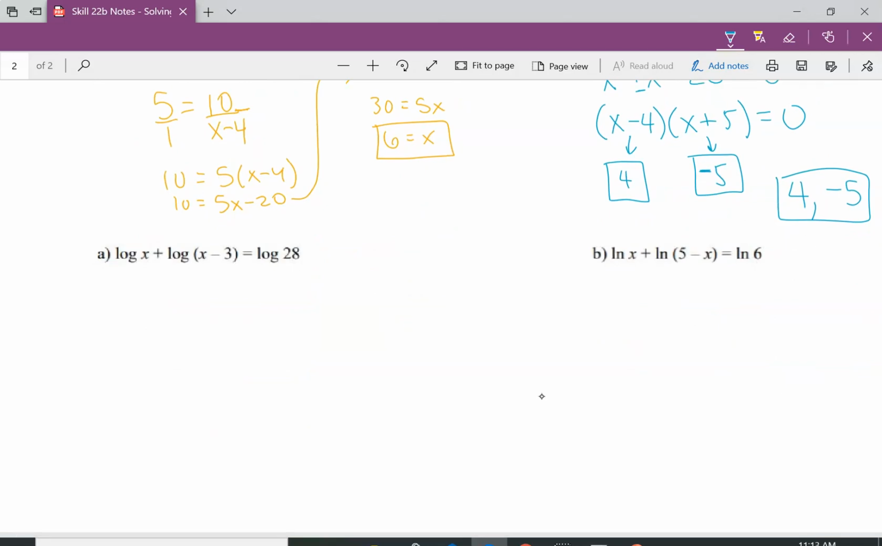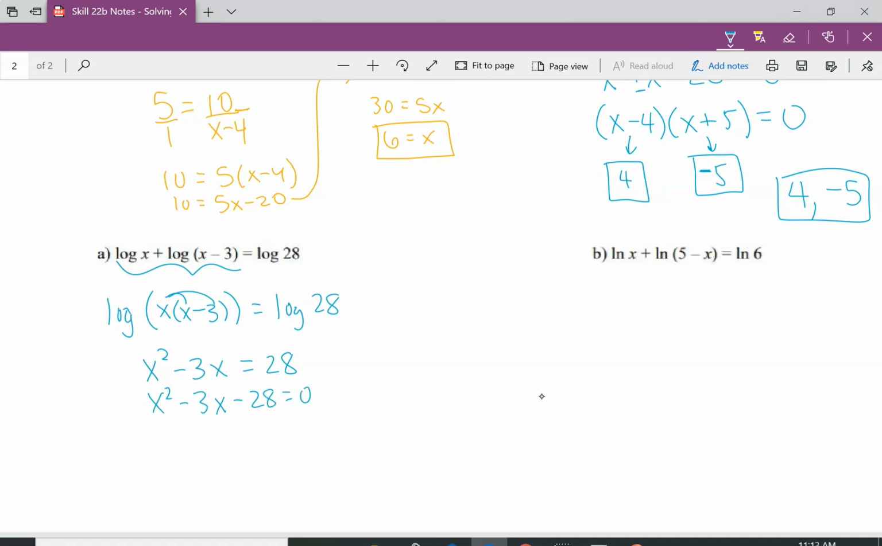Okay. This next one, I need to condense these. So I see a plus sign, so I'm going to have log, and then I'm going to multiply x times x minus 3 equals log 28. Both logs are the same base, so I just do x. I'm going to go ahead and distribute this. So x squared minus 3x equals 28. Again, it's quadratic, so we don't want to have one side not be 0.